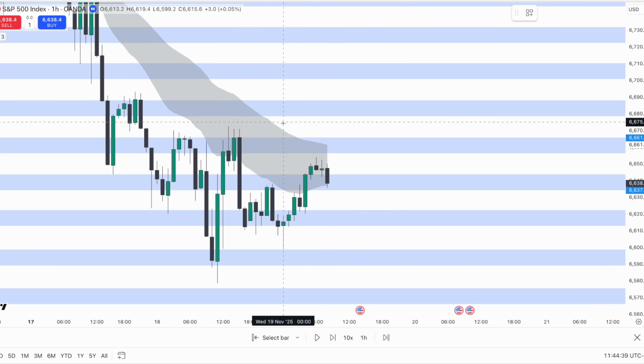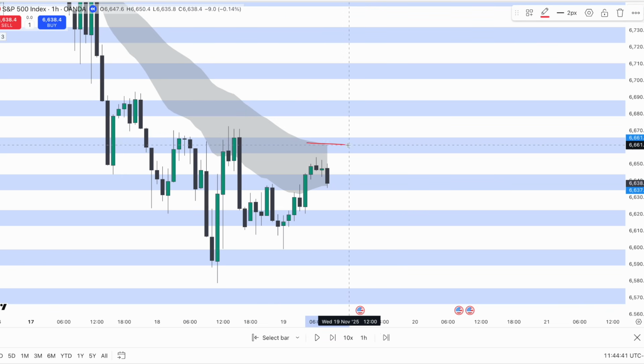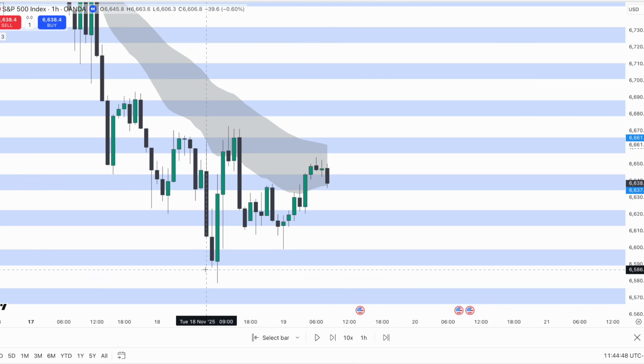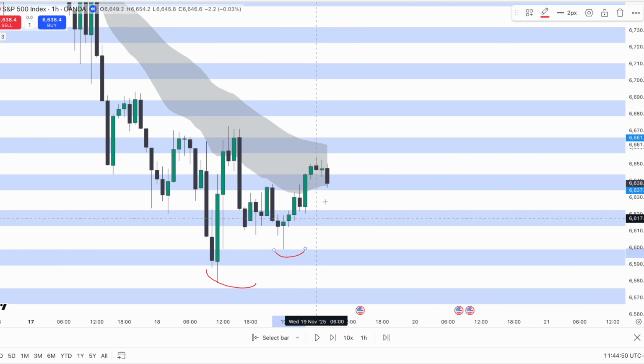Starting with the 1 hour, we see that the cloud is still bearish from yesterday, although slightly weaker. We see that the cloud is sort of flattening, and market structure tells us we're in more of a range now compared to yesterday, with more higher highs and lows forming here. The downtrend is less clear than yesterday.